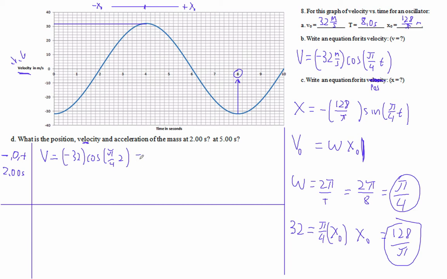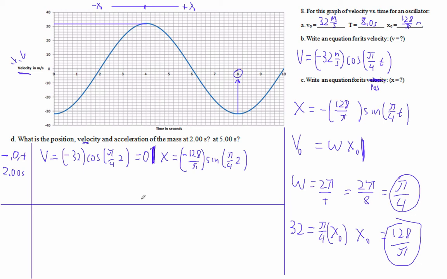It's 0. Okay, so let's figure out our x. Our x should be, by the way, negative 128 over pi, sine of pi over 4 times 2. Right, we're just plugging 2 into this thing, right? By the way, you have to be in radians. If you're not in radians, you're not getting any of these answers.